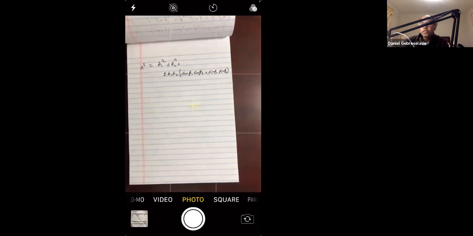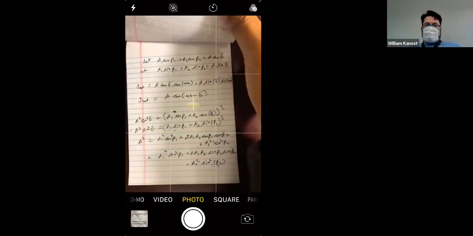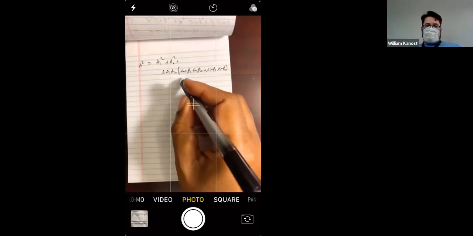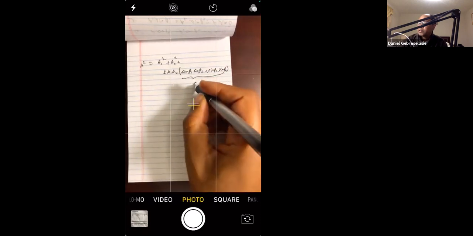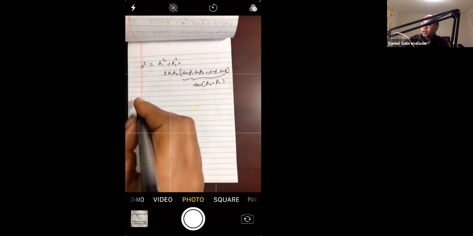Okay. Now, can anybody tell me what this is equal to using the cosine formula? Remember this formula over here? I wrote over here. This formula, cosine A cosine B plus sine A sine B equals cosine of A minus B, right? So this one over here is simply cosine of beta 2 minus beta 1. Okay? So I get the following. A squared equals A1 squared plus A2 squared plus 2 A1 A2 cosine of beta 2 minus beta 1.